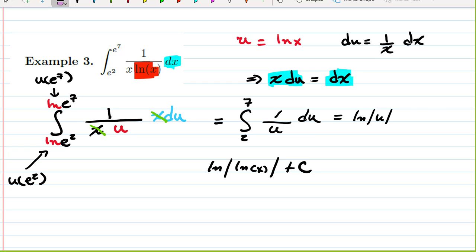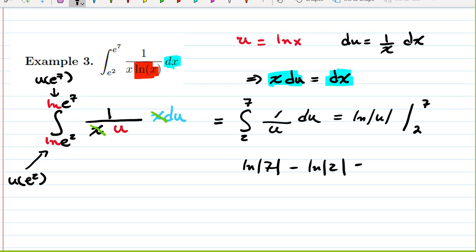Oops, I'm not doing plus c's this time because we have a definite integral. So we have our limits of integration go from 2 to 7. So if we evaluate this from 2 to 7, we're going to get the natural logarithm of 7 minus the natural logarithm of 2. And since the absolute values of 7 and 2 are 7 and 2 respectively, we have ln 7 minus ln 2 as our solution.